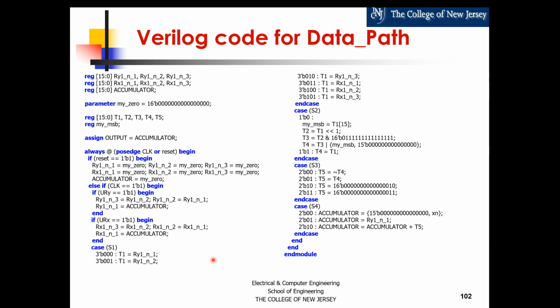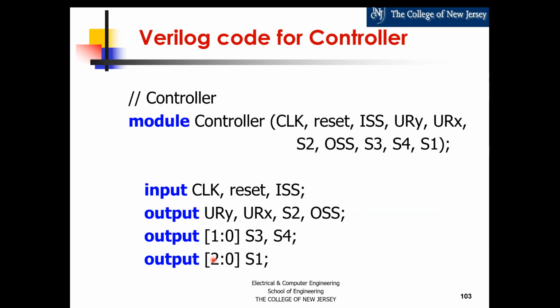So now I have my data path and I have an interface for it because I declared the ports. So I'm ready to start my controller, which is going to be a state machine. A Moore state machine like we discussed. I already know the interface of my controller because it was in my block diagram. And I know the sequence of states because I put down the state sequence one by one.